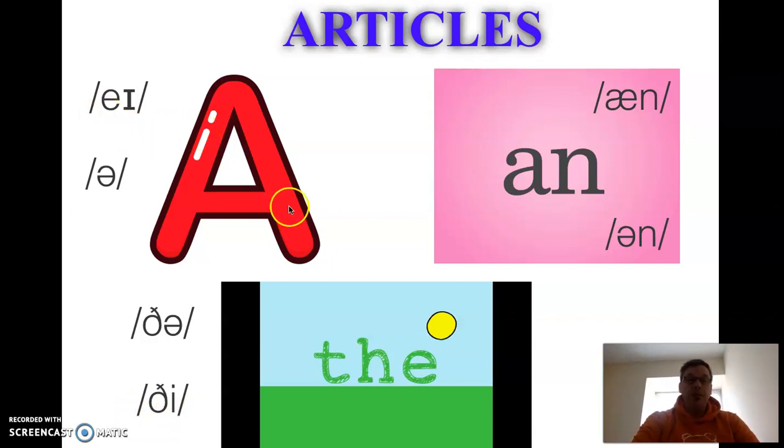Try them here. Let's go back to the first one. A. Number 2. An. Un. The. The. Okay, so 3 articles, 2 pronunciations for each article.